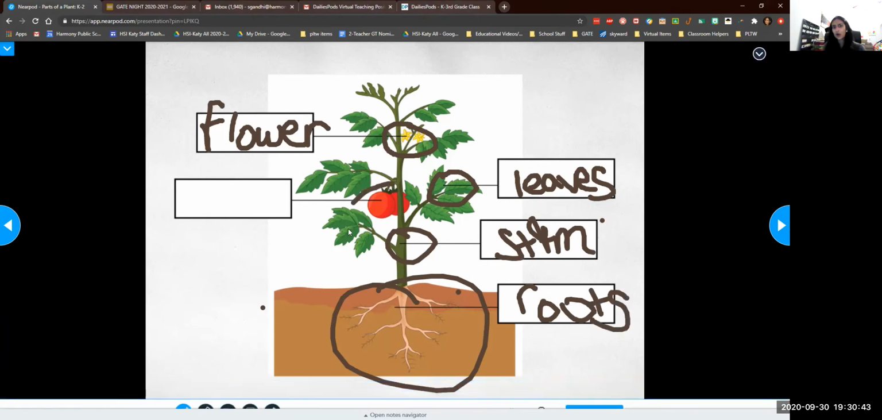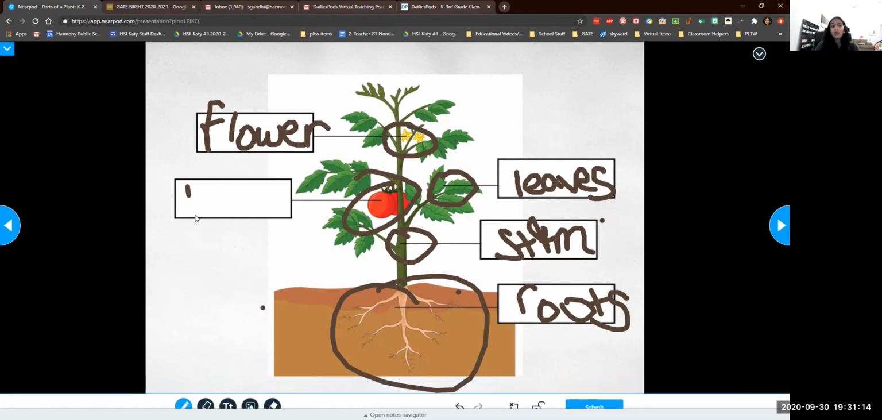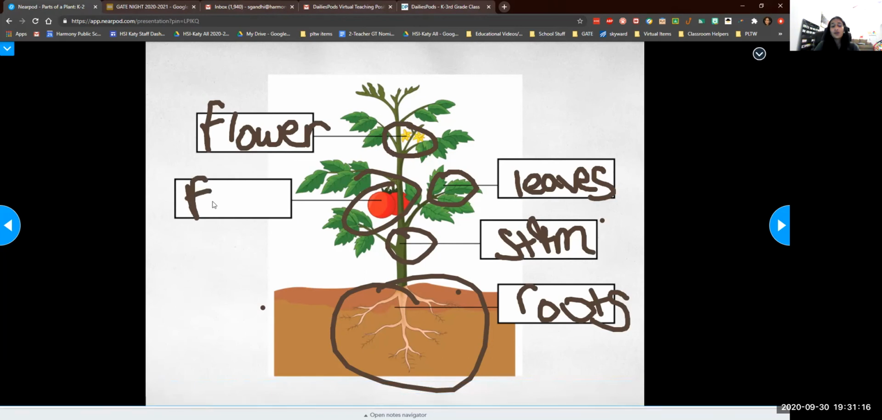Now, what about this part? We actually didn't talk about that one. What does that look like? It is a vegetable or a fruit. Which one does it look like? Is it an apple, a pear, a banana? It is a tomato. So that would be our fruit.